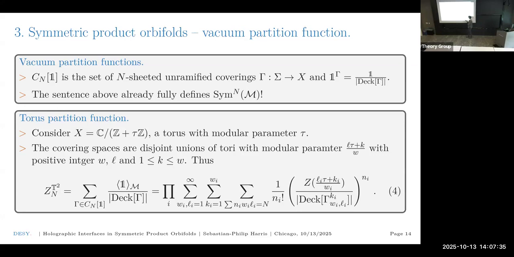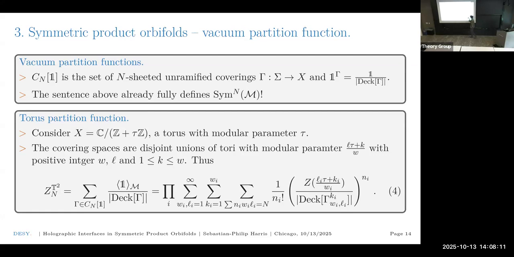And okay, you can explicitly determine these covering maps and so on and so forth, and use this to write down the torus partition function of the symmetric product orbifold. And what you find is a kind of ugly formula, but I just want to highlight a single feature of this, namely that, as I said, it has to consist of all of these vacuum expectations of the seed theory on the covering spaces.